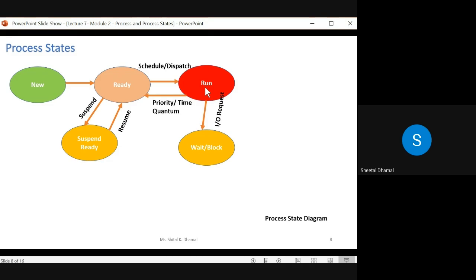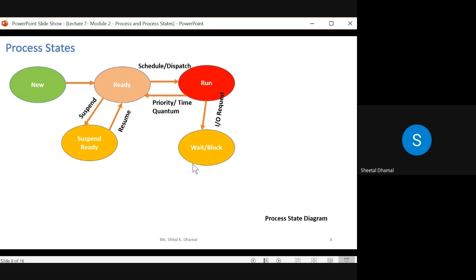So in the multi-programming environment, whenever your process is requesting an input resource, at that time your process will get shifted from the run state into the wait or block state, because now your process is blocked, or it is waiting for the input which is entered by the user.